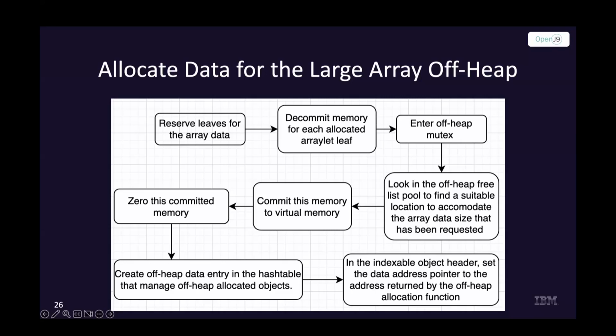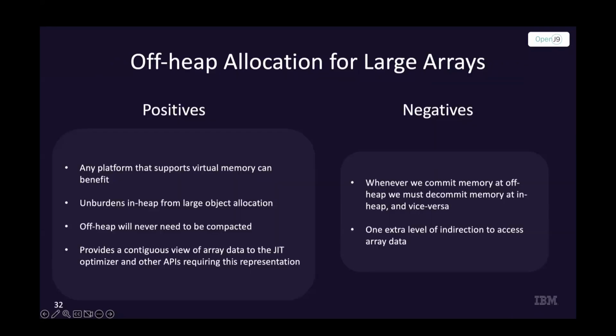Now on the con side, whenever we commit memory at off-heap, we must decommit memory at in-heap and vice versa. As mentioned a few slides ago, one of the first steps of an off-heap allocation is going to be to reserve leaves for the array data and to decommit the memory for these leaves. So in order to allocate memory at off-heap, we decommit these leaves in heap, which will disable the region for reads and writes from other threads, since reads and writes will be done through the contiguous representation of the data.